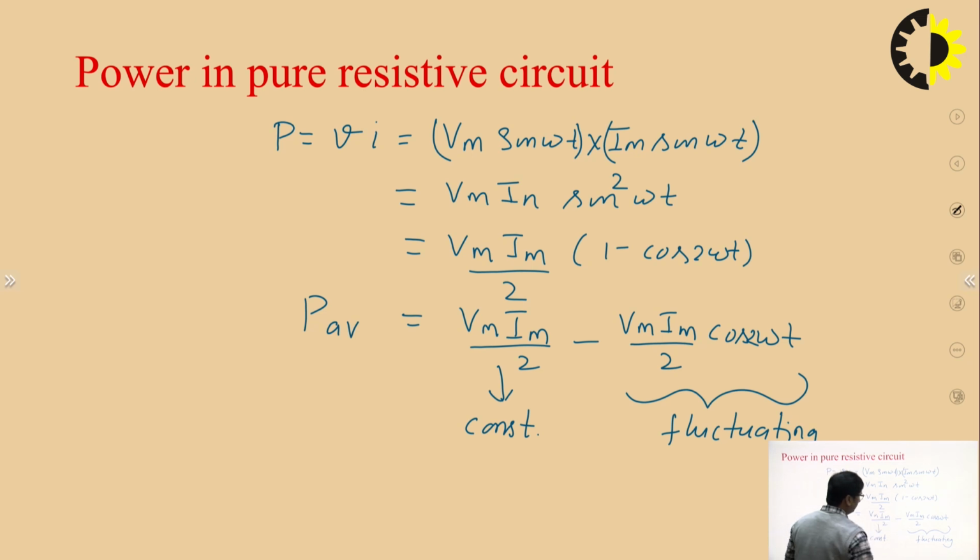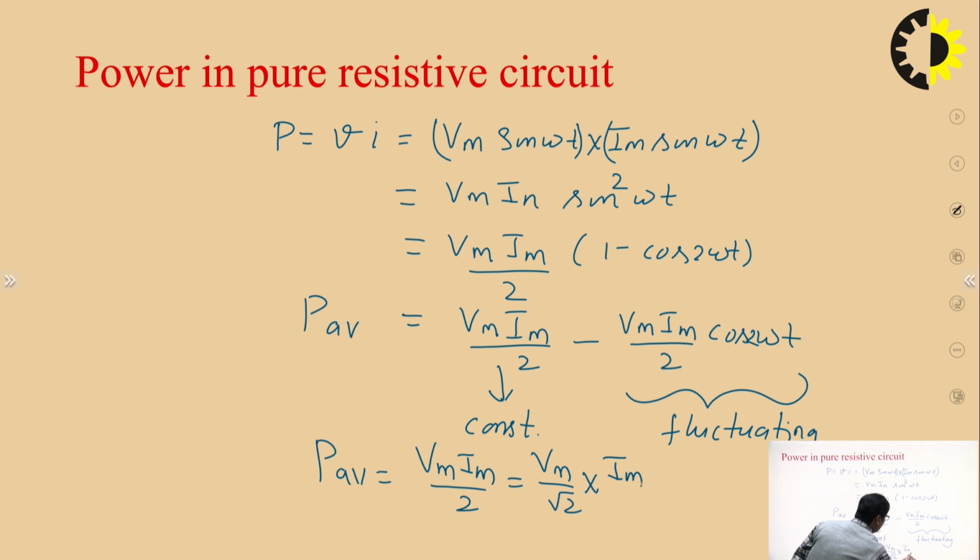So the power for the whole one cycle, that is the average power, will be given by Vm Im upon 2, or Vm by root 2 multiplied by Im by root 2. That is called the RMS, Vrms into Irms. And the other term will be 0, because for one whole cycle, one period, it will be 0 if you integrate it. So only this term will remain.